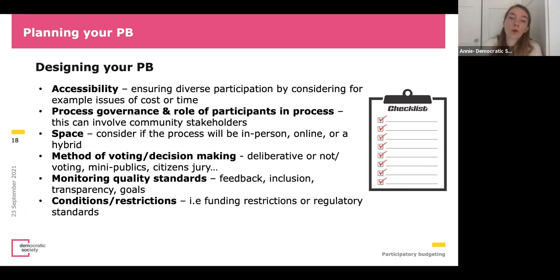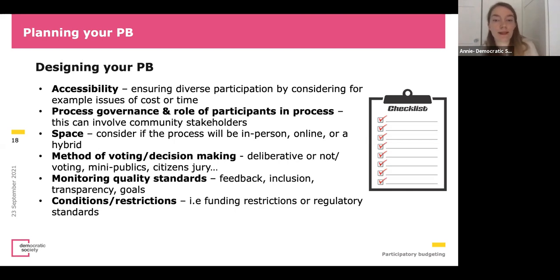Process governance and role of participants in the process. So this is things like how is the process being run? Who's making the decisions? You could actually think, how can I bring in people from my community, so citizens that can actually have a say in this process. So mentioned that earlier, you could have a citizen steering committee or a citizen advisory group, like in the case of Vienna, that can help make these decisions or advise what you're doing and if it'll work for the local area that you're doing the PB in.